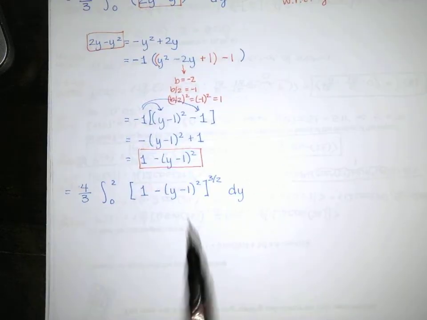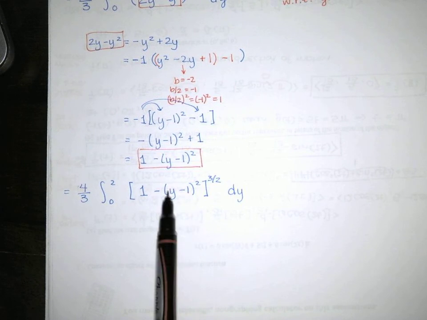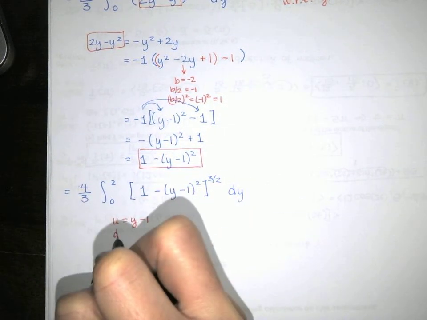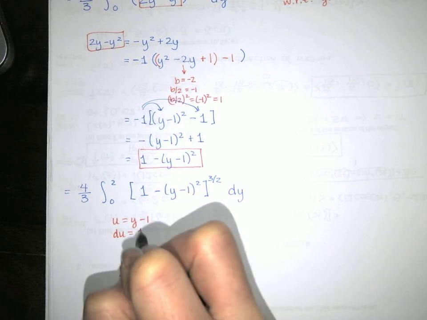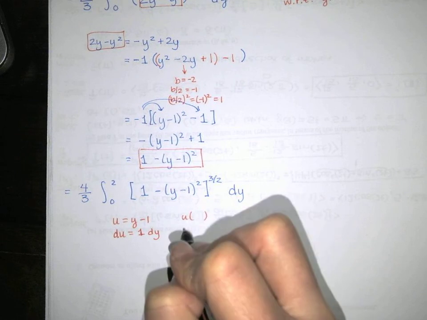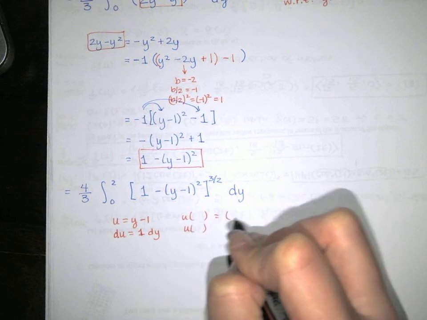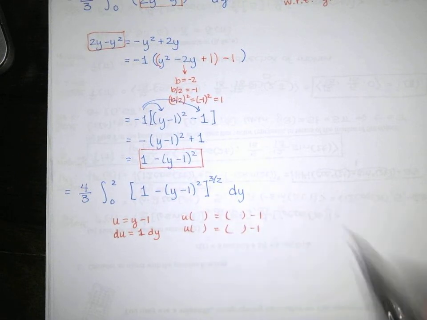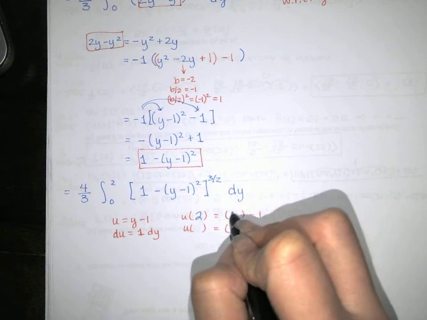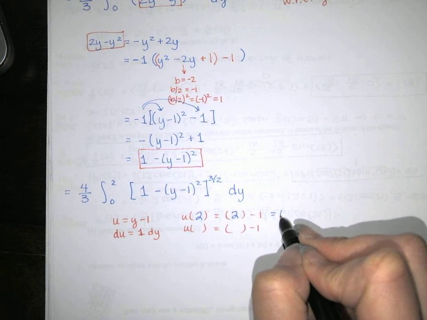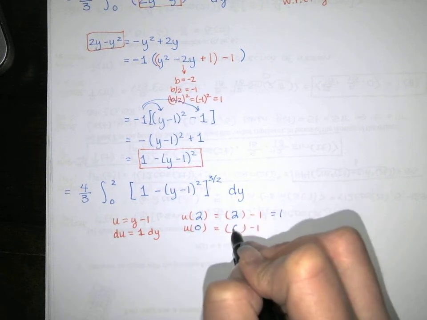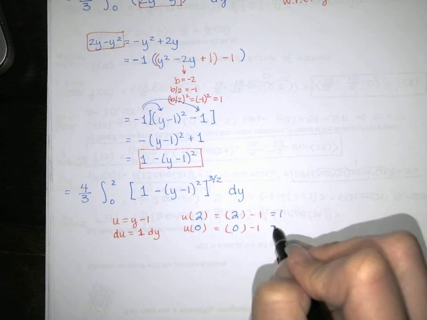So to evaluate this, I will do a u sub, let u equal y minus 1. Then du is just 1 dy. And because this is a definite integral, I need new bounds for u. So I take my old upper bound and I substitute that here to get my new upper bound. 2 minus 1 is 1. I take my old lower bound and I substitute that here to get my new lower bound. 0 minus 1 is negative 1.